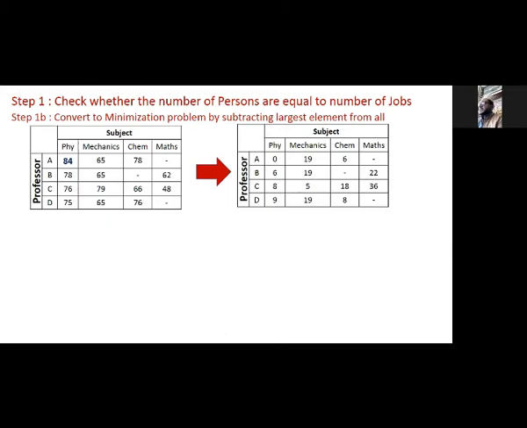Now again, take 3 to 4 minutes and start solving this problem. Till then, if anyone has a doubt, they can ask me.